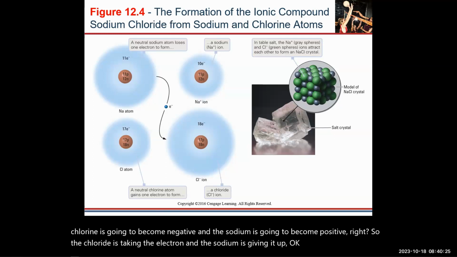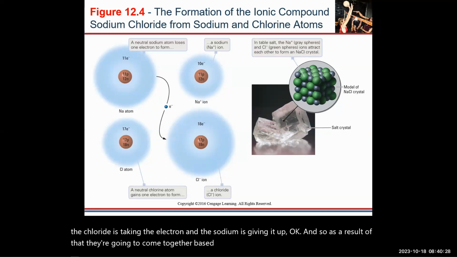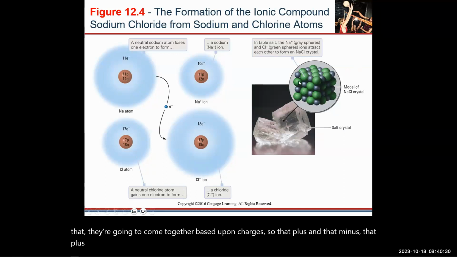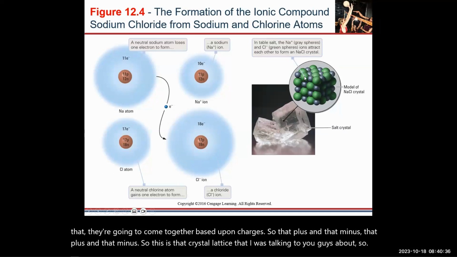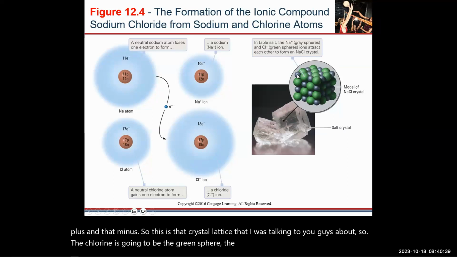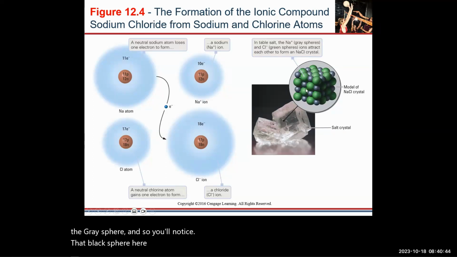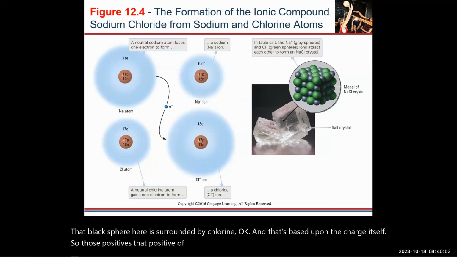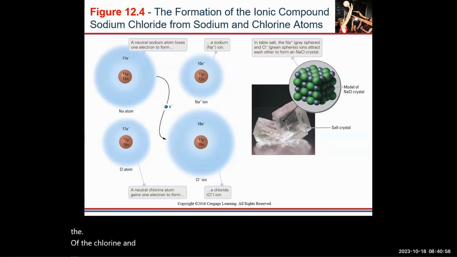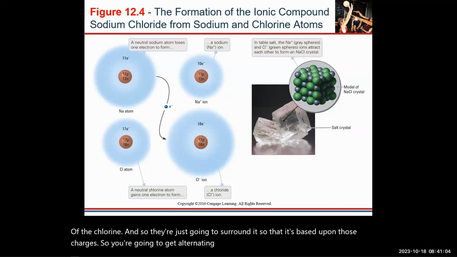And as a result of that, they're going to come together based upon charges. So that plus and that minus, that plus and that minus. This is that crystal lattice that I was talking to you about. The chlorine is going to be the green sphere. The sodium is going to be the black or gray sphere. You'll notice that the black sphere here is surrounded by chlorine, okay? That's based upon the charge itself. The positive of the sodium is going to be interacting with the negative of the chlorine, so they're just going to surround it based upon those charges. So you're going to get alternating positive, negative, positive, negative, positive, negative.